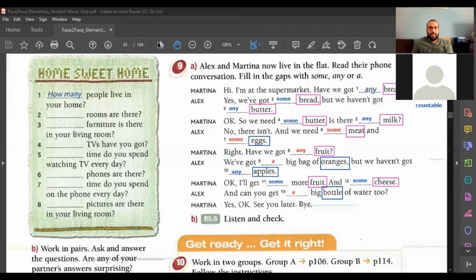Recording 5.6. Hi, I'm at the supermarket. Have we got any bread? Yes, we've got some bread, but we haven't got any butter. Okay, so we need some butter. Is there any milk? No, there isn't. And we need some meat and some eggs. Right. Have we got any fruit? We've got a big bag of oranges, but we haven't got any apples. Okay, I'll get some more fruit. And some cheese. And can you get a big bottle of water too? Yes, okay. See you later. Bye.